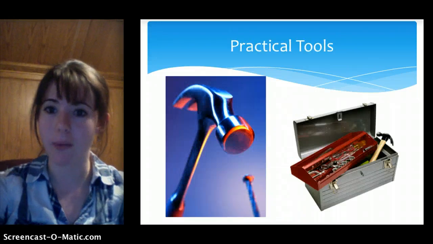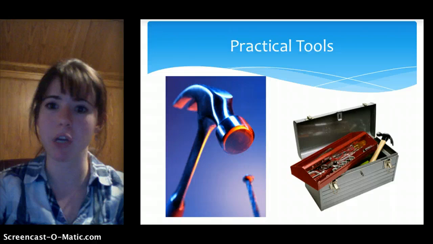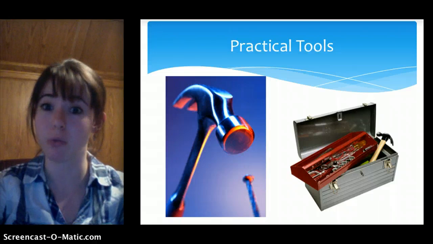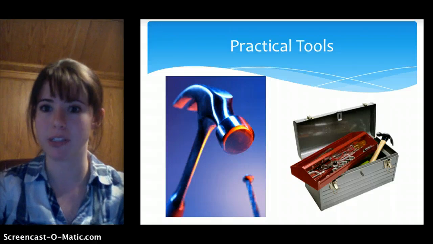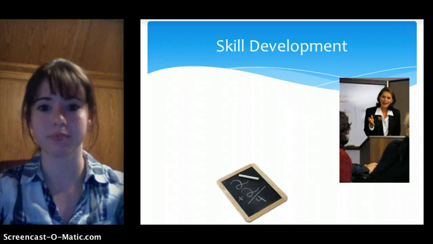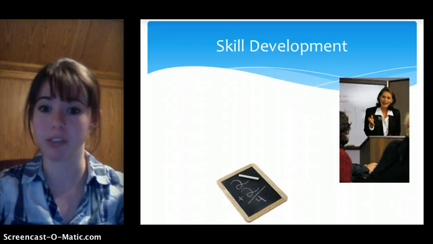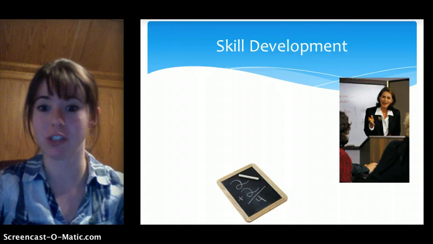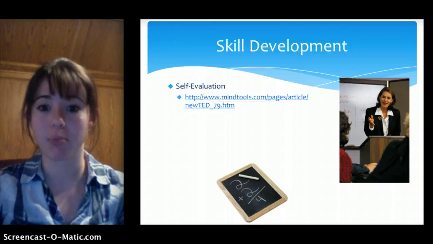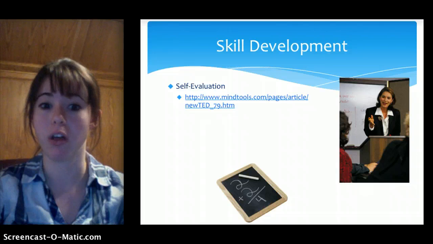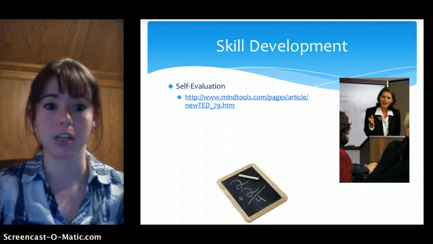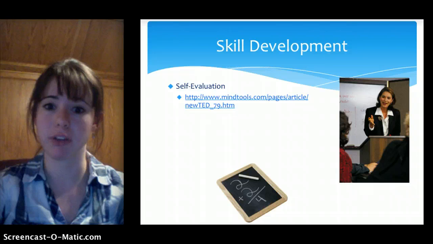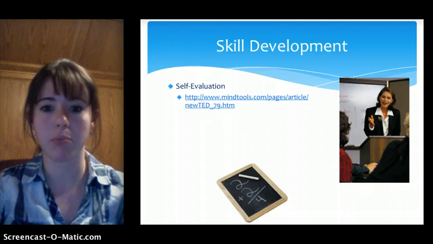The next category I would like to address is equipping you with some practical tools for you and your team throughout the decision-making process. Skill development tools. These are tools for the area of your skill development in decision-making. This link provides you with a self-evaluation tool for your personal skills, which you can also distribute and have your team fill out.